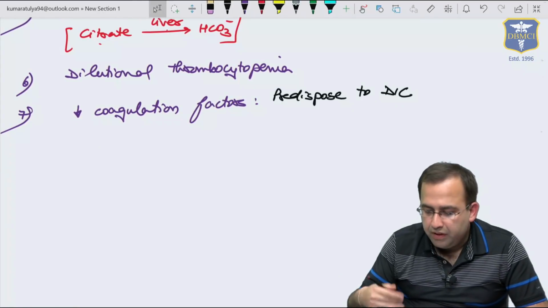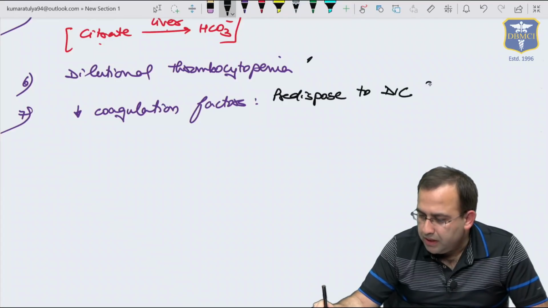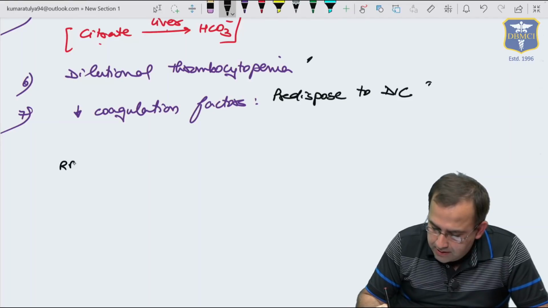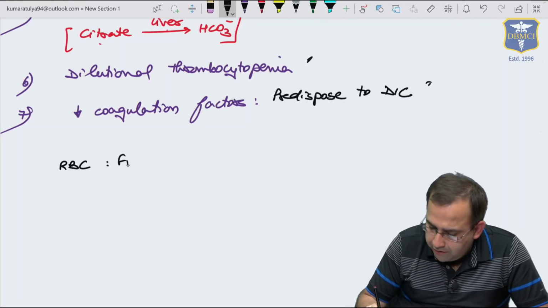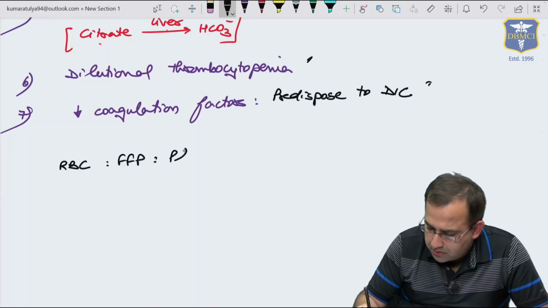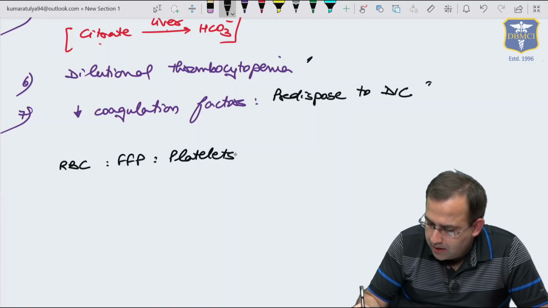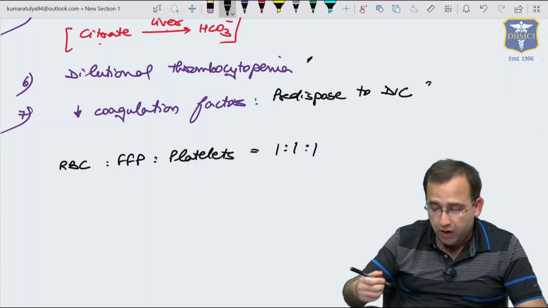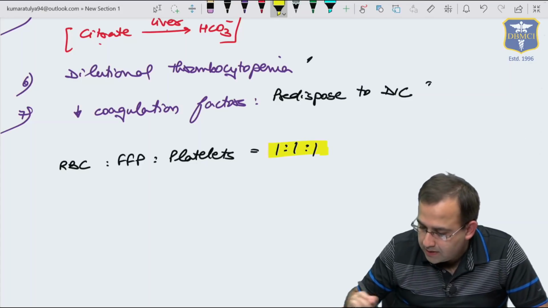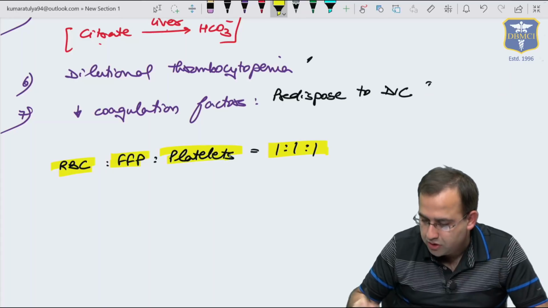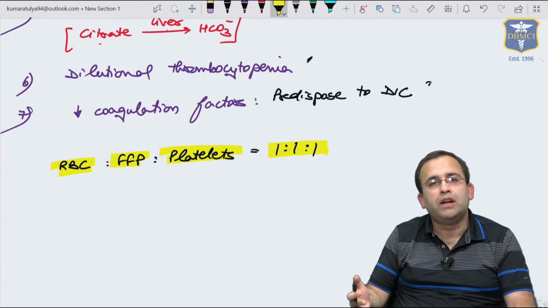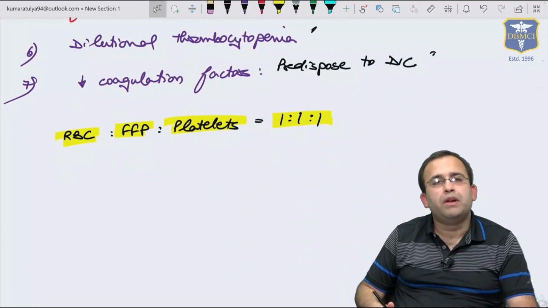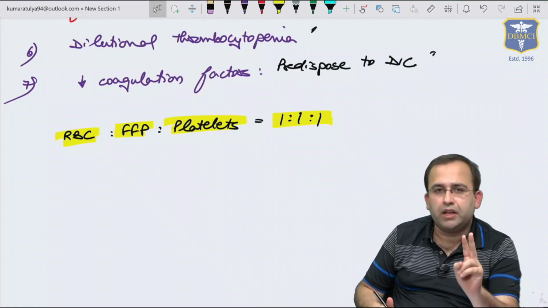Next point, to prevent dilutional thrombocytopenia and DIC, prophylactically, RBCs to FFP, fresh frozen plasma, to platelets has to be given in a ratio of 1:1:1. This again is an important prospective question for your NEET. RBC, FFP, platelet, 1:1:1.